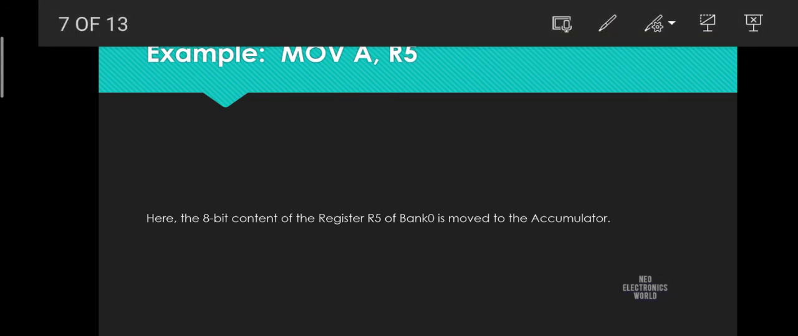Let us see an example: MOV A, R5. Here the 8-bit content of the register R5 of bank 0 is moved to the accumulator. This R5 is in bank 0. Not the register itself, its data: the data contained in the R5 register will be moved to the accumulator. That's it.